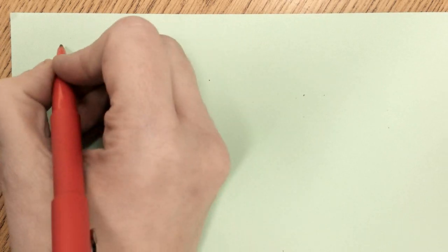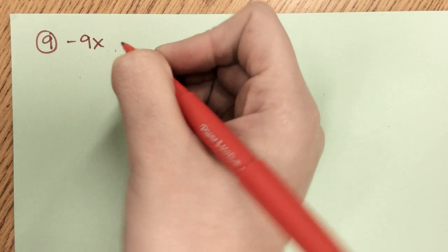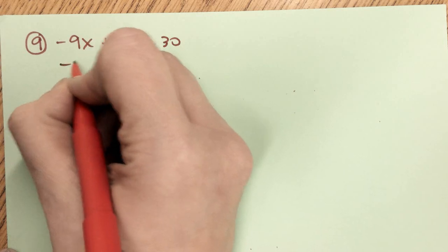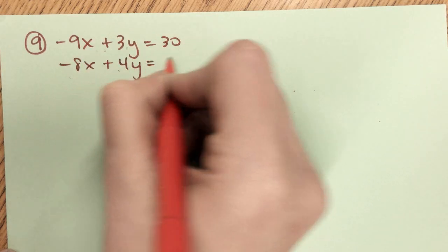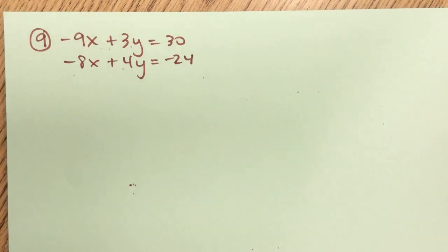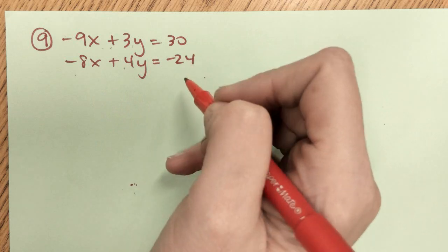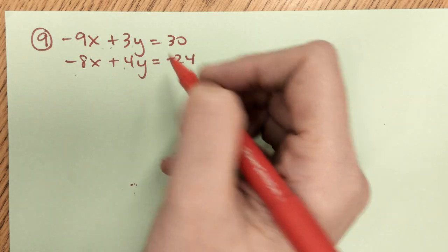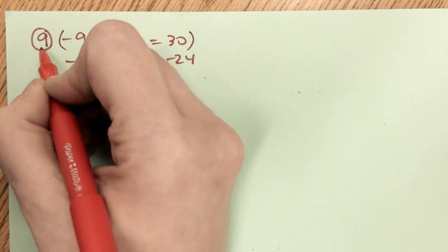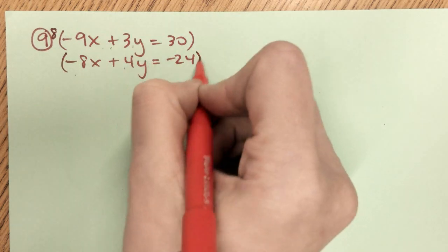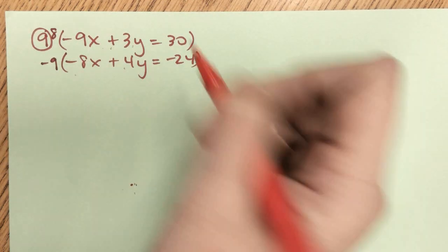Okay. The last problem I'm going to do on the front here is number 9. Number 9 says negative 9x plus 3y equals 30. Negative 8x plus 4y equals negative 24. There's some stuff happening here. I don't have any opposites per se. Okay, so let's start multiplying. I'm going to multiply the top by 8 and the bottom by negative 9. This one's tough, y'all.